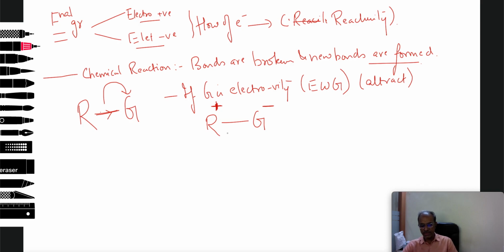Right? Now, due to this, what will happen? The bond breaks. It will form R positive, G negative. Okay? R positive and G negative due to the flow of electrons. And this R positive is known as carbocation.